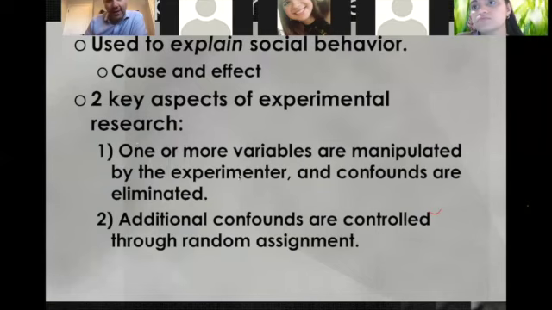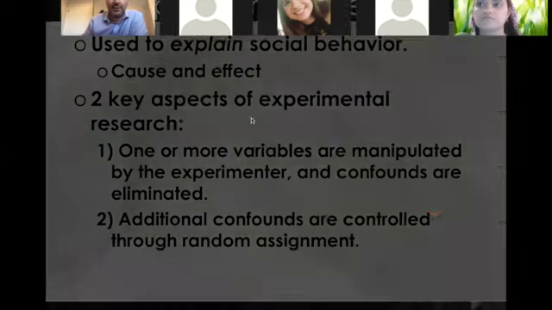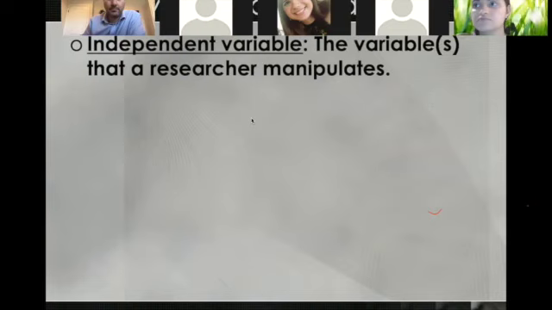So we're going to start by looking at this first key aspect, the fact that we can control or manipulate at least one variable and eliminate confounds. Let's take a look to see what that means. First off, we have to make sure we're using the right language here, so we're on the same page.